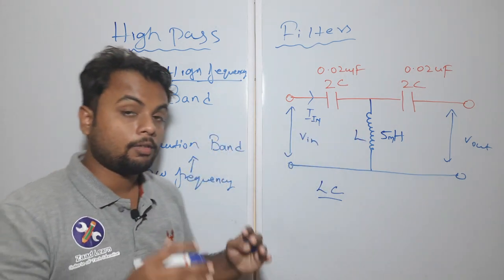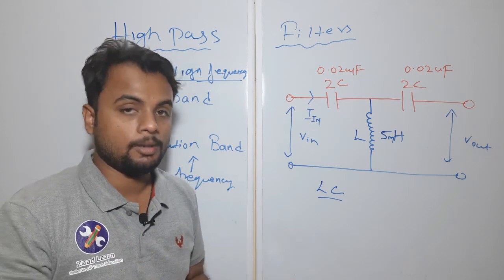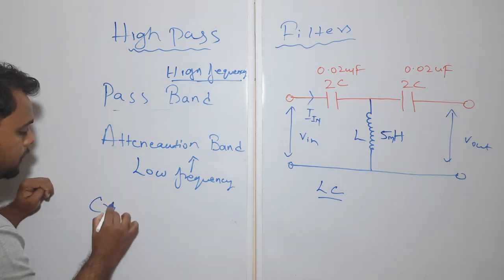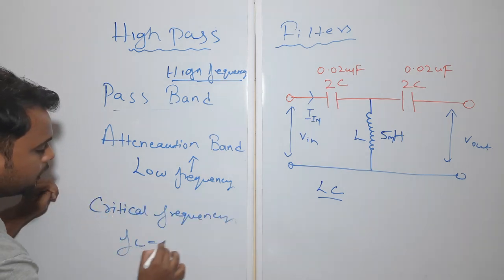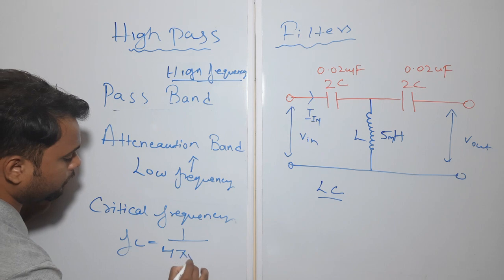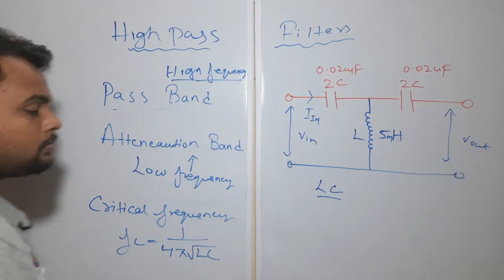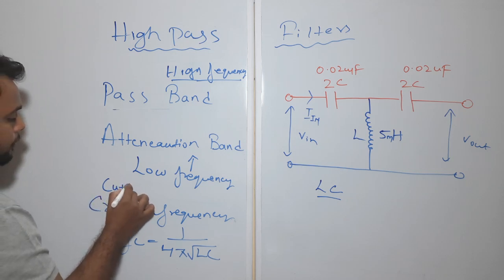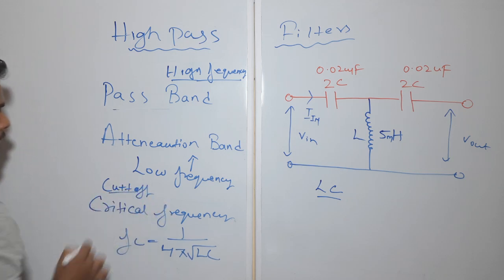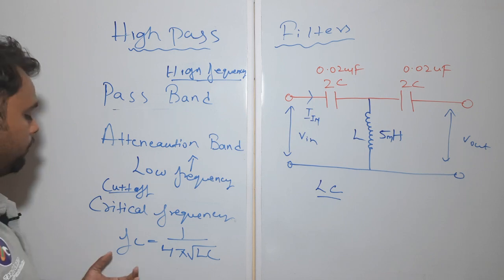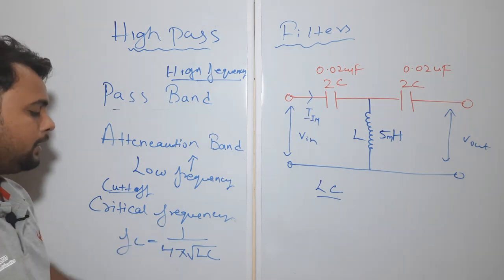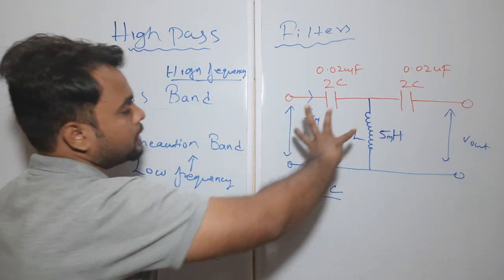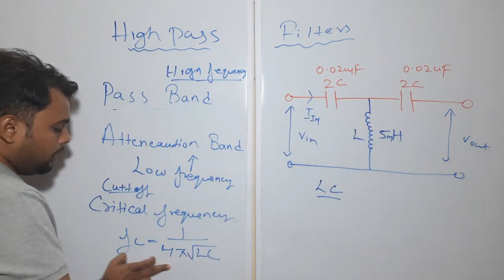Now how do we decide which frequency is high and which is low? We set a particular limit, which is known as the critical frequency, given by Fc = 1 / (4π√LC). This critical frequency is sometimes also known as the cutoff frequency. So the cutoff frequency is Fc = 1 / (4π√LC), where L and C are the values of the inductor and capacitor that we have used in the circuit. By changing the values of L and C, we can change the cutoff frequency.